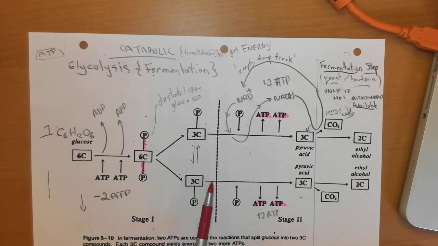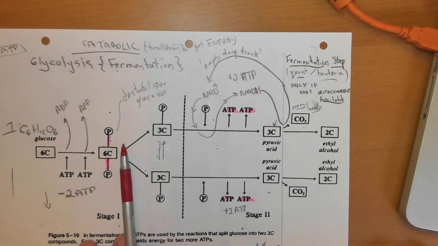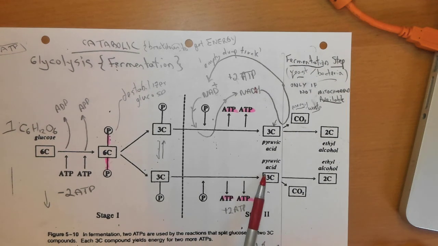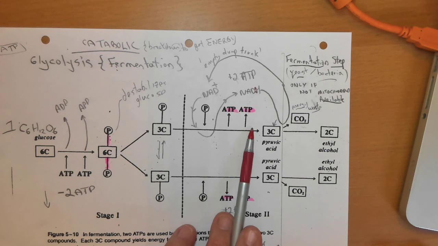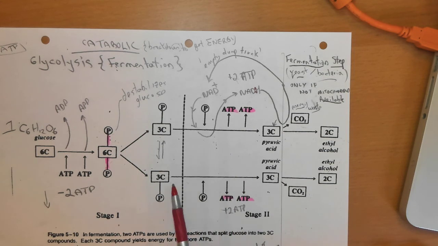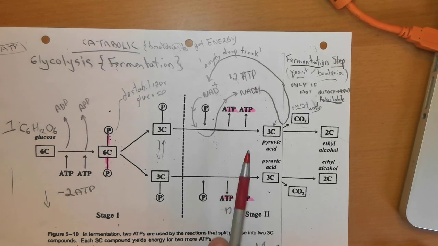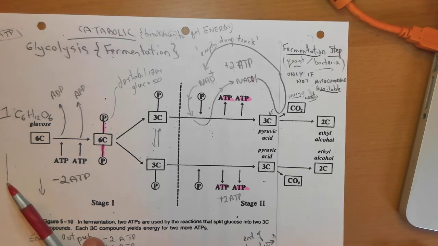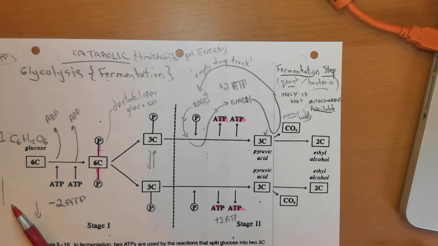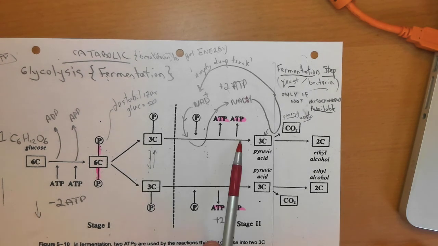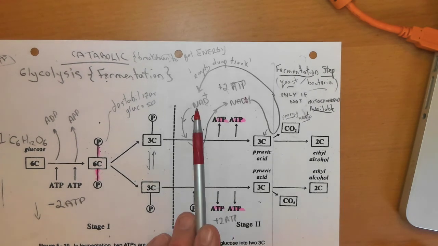Those 3 carbon units go through a series of steps, ending up at pyruvic acid. Each is a pyruvic acid. In those steps, 2 ATPs are produced for each of these molecules. This is a phosphoglyceraldehyde. 2 ATPs, but 2 are used, so there's an overall 2 ATPs produced in the process. A very important thing is to make those 2 ATPs come out, you need to have a dump truck come in.